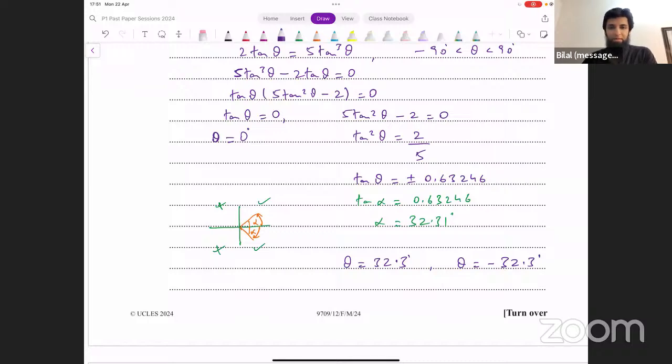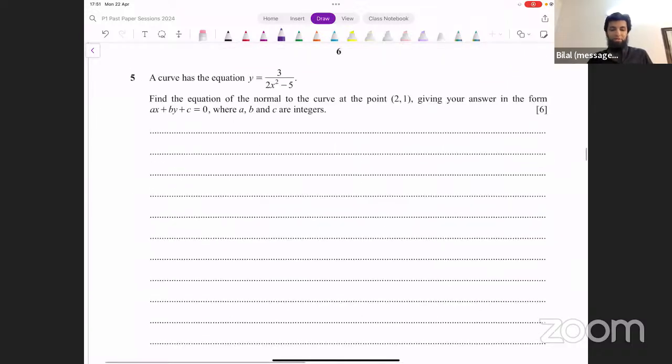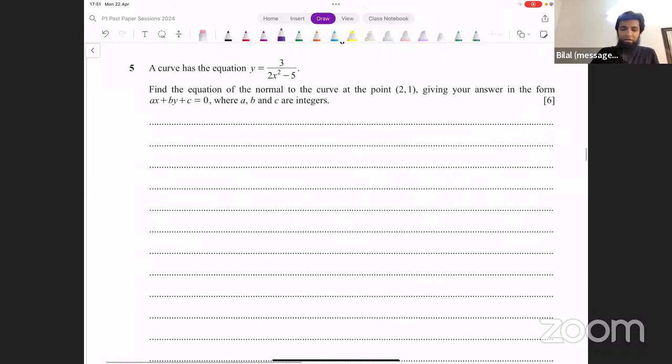All right. Let's have a look at the next part now. The next question now. Question number 5. It says a curve has the equation y equals 3 over 2x squared minus 5. Find the equation of the normal to the curve at the point 2, 1, giving an answer in the form ax plus by plus c equals 0, where a, b, and c are integers.